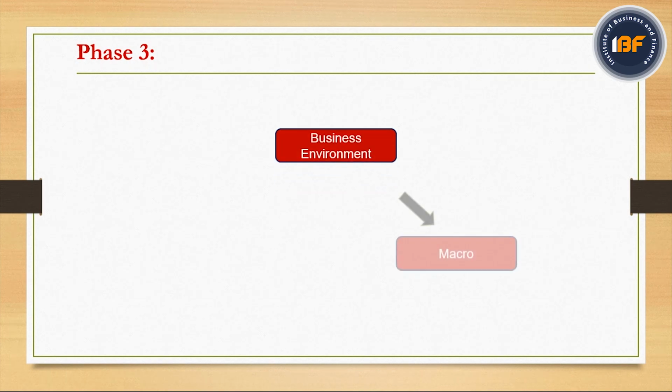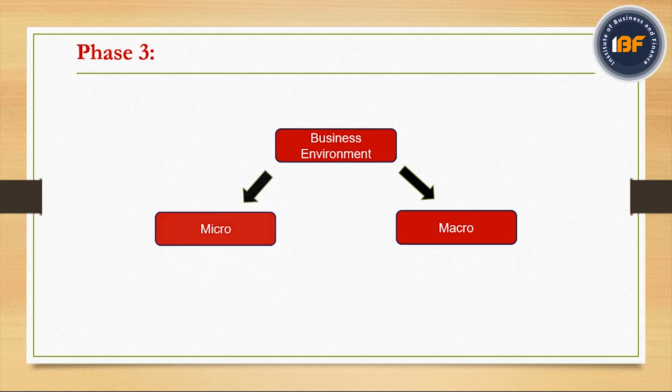In phase 3, we will learn about the business environment. In this phase, we have 2 types of environment. First, micro environment, and second, macro environment. So basically, I have covered all these 19 chapters in 3 phases. So it will give you an easy understanding of this paper, and you will achieve your target and pass this paper in an effective manner.